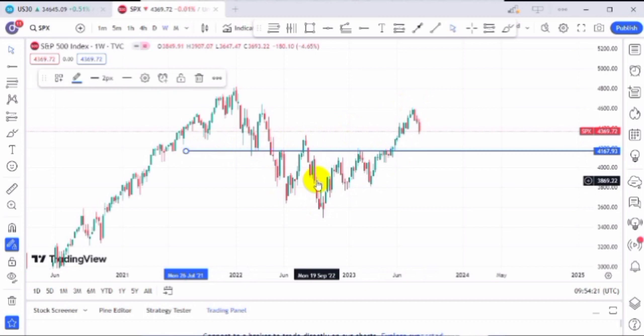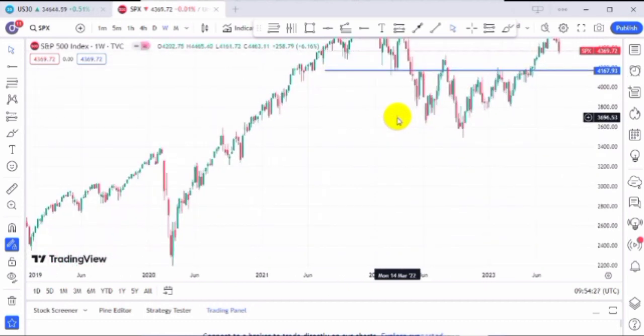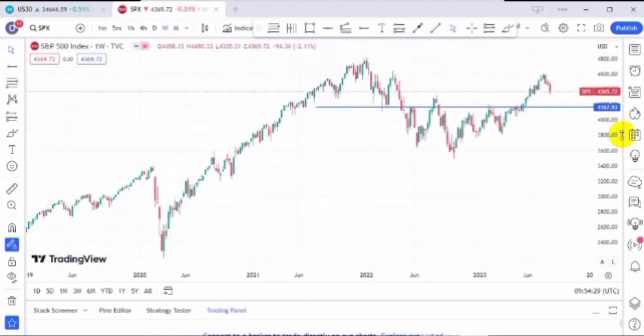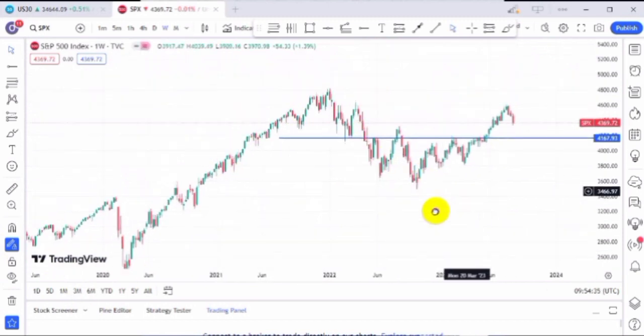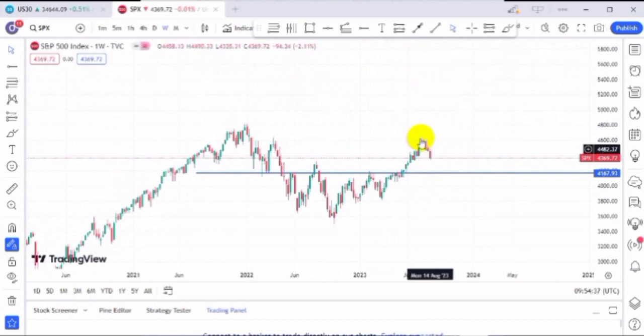You need to come down to your weekly to check your patterns. Chart patterns are important in the market. And if you draw your Fibonacci from the swing high, swing low to the swing high, you can see this is a retracement level, and we are heading back up, guys. So what we are seeing right now on XPS 500 is just a clear retracement.